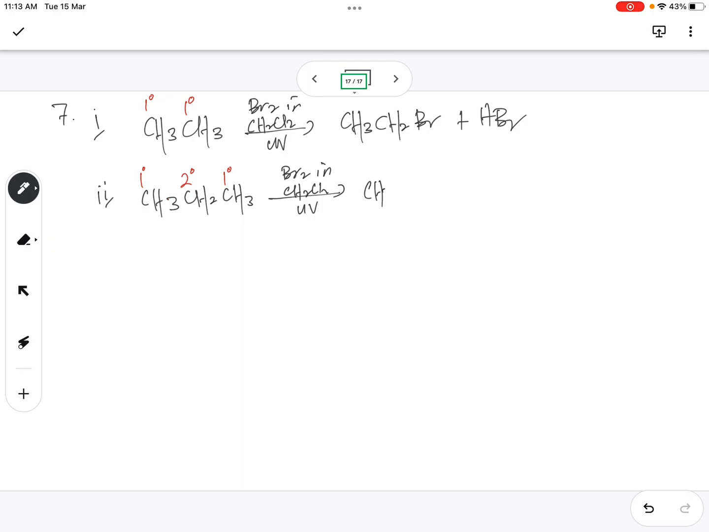The first one is CH3CH2CH2Br. And of course the next one CH3CHBrCH3. And we have HBr. But if you don't give the HBr, that's okay, no problem, because our concern is about the major and minor. So as we can see, this one comes from primary. That means this is our minor product. And obviously this is our major product because it comes from the secondary.